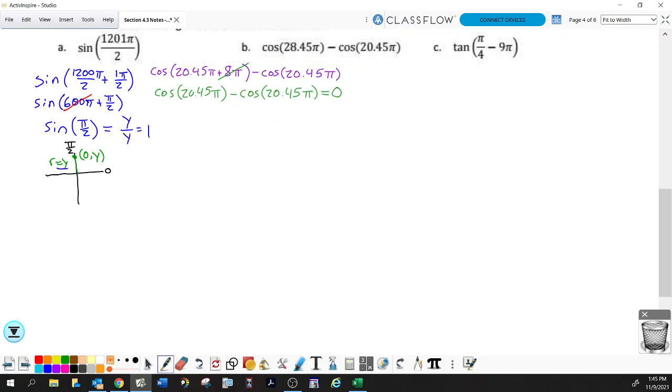All right. Tangent. You know what I like about tangent? Tangent repeats itself every pi, not 2 pi. So as far as tangent is concerned, every multiple of pi is equivalent to 0. So I can just walk right over here and do this. Because 9 pi essentially is 0 as far as tangent is concerned. That means nothing. This is equivalent to tangent of pi over 4.